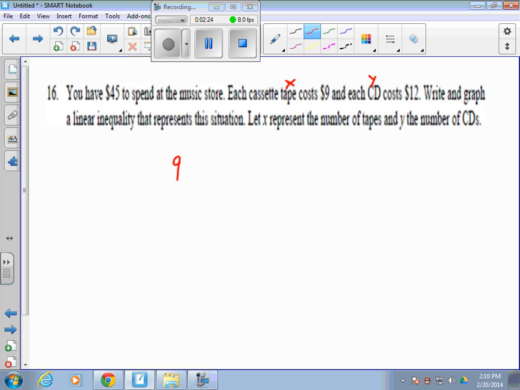So 9 times X is going to be $9 times the amount of tapes, plus 12 times Y is going to be 12 times the amount of CDs you buy. That has to be less than or equal to 45, because if you spend $46, that'll actually go over the $45 you have to spend. So it has to be less than or equal to $45. So the equation will look like that. 9x plus 12y is less than or equal to 45.